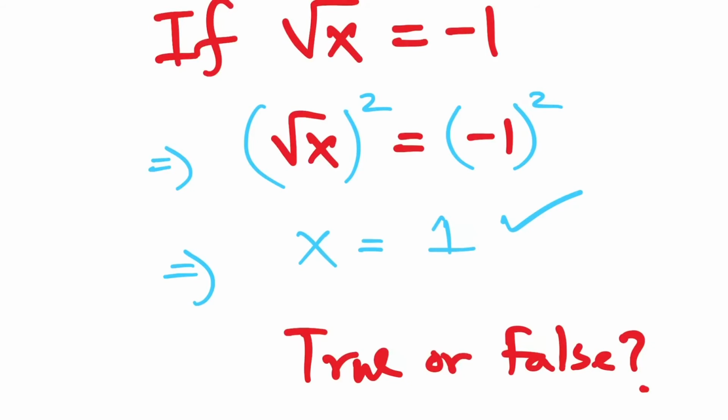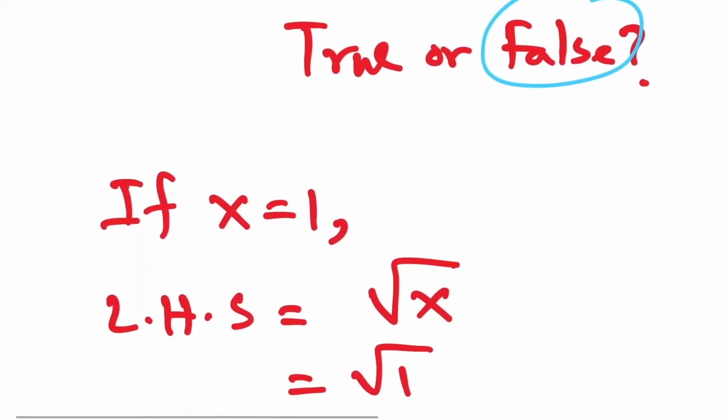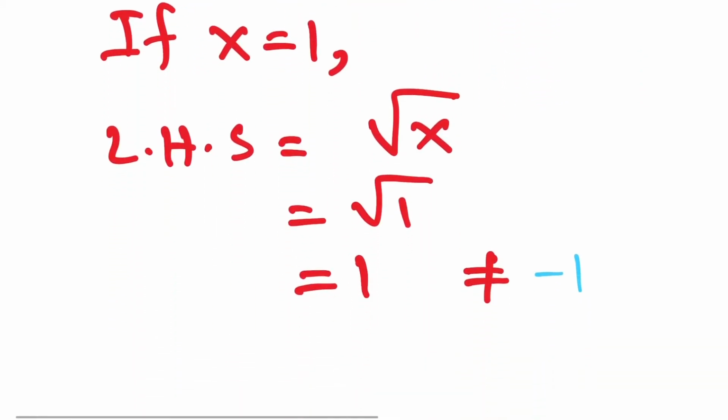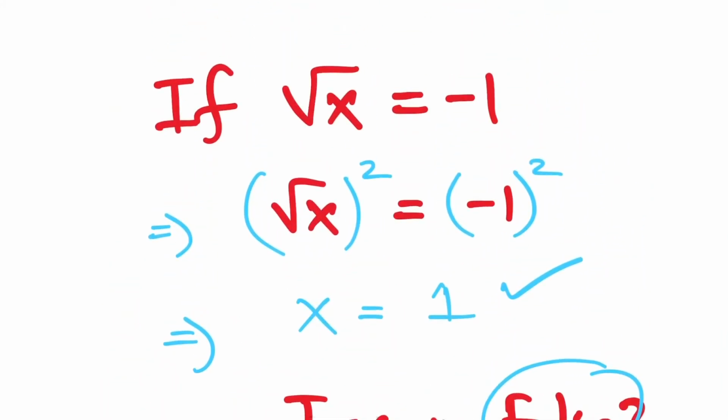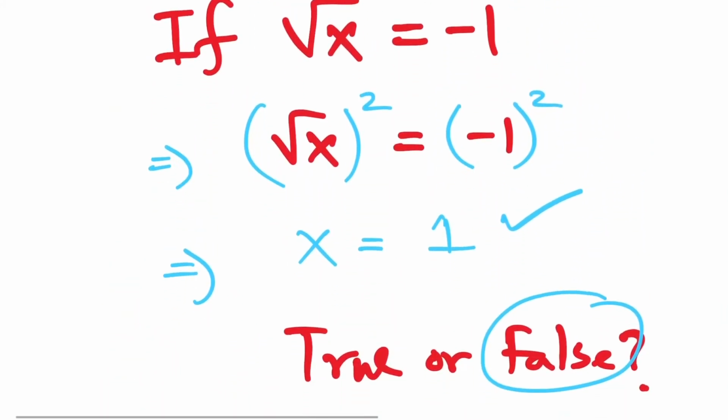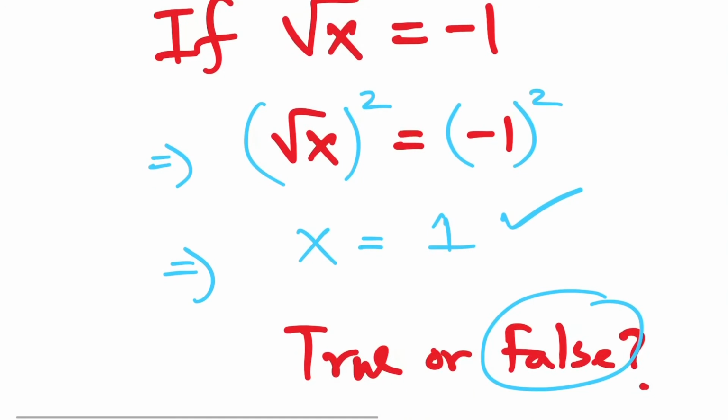The answer is it's false. It's not true, okay? If x is equal to 1, the square root of x will give us the square root of 1, which is just 1. Now 1 is not equal to negative 1, okay? So the moral of the story is whenever you deal with square roots, you should always double check the answer.